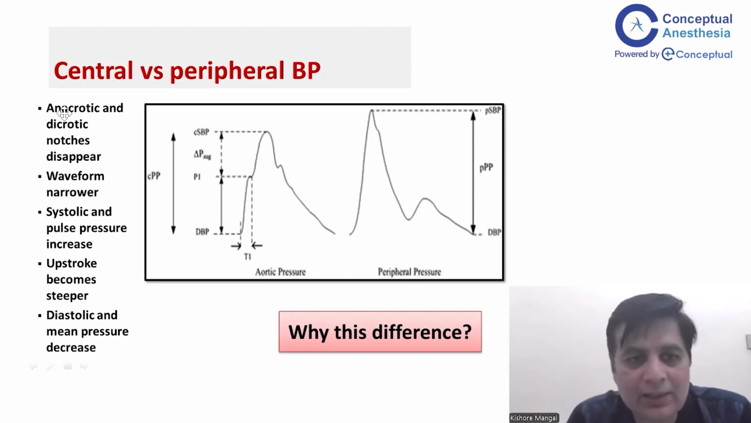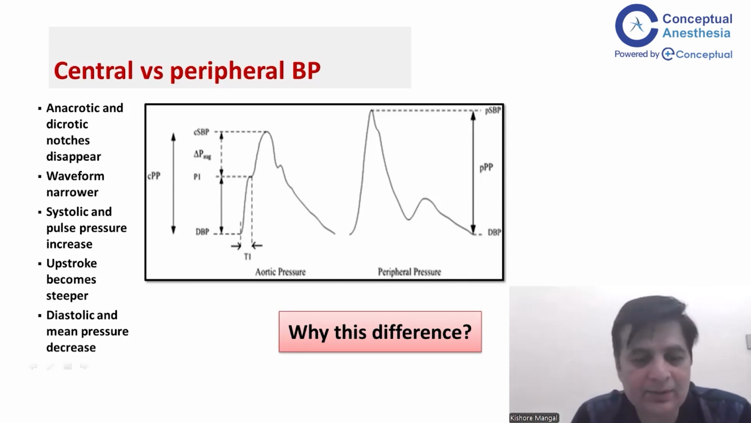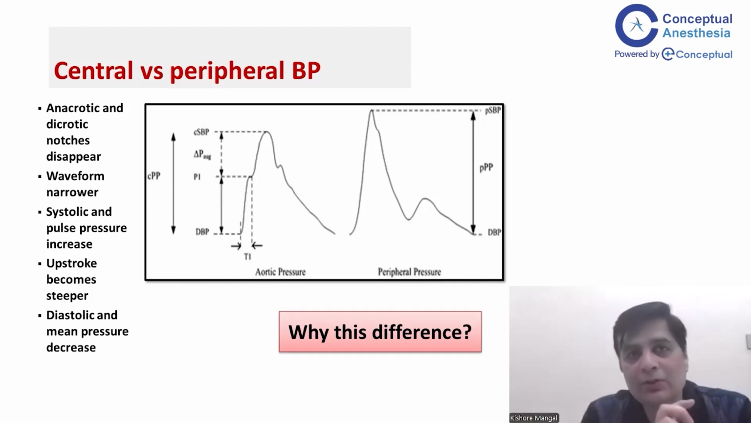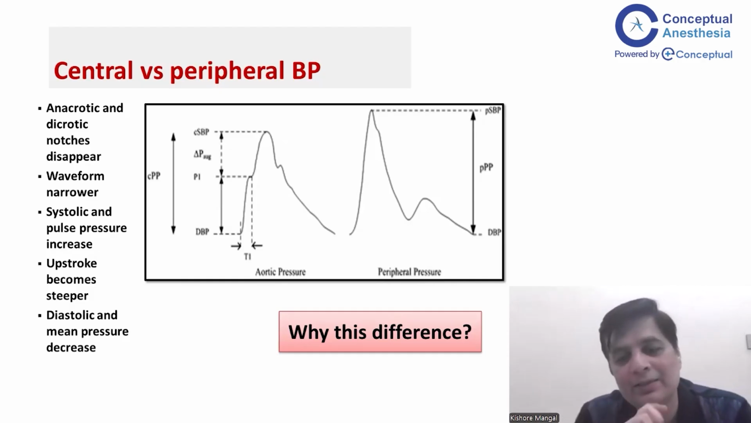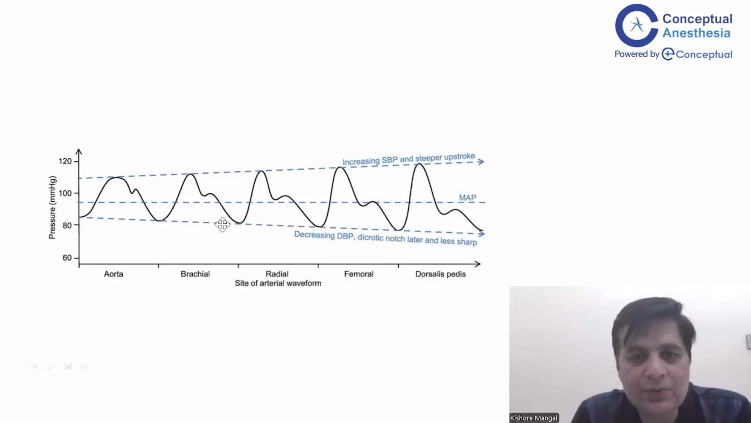So anacrotic and dicrotic notches disappear, the waveform is narrower, systolic blood pressure and pulse pressure increase, upstrokes become steeper like this, and diastolic and mean pressure decrease a little bit. So mean pressure also decreases a little, not much. And this is happening because the waveform is losing its energy when it's going from center to the periphery. So from the aorta to the dorsalis pedis, this is what is happening.